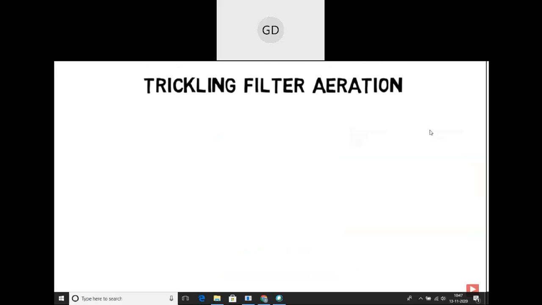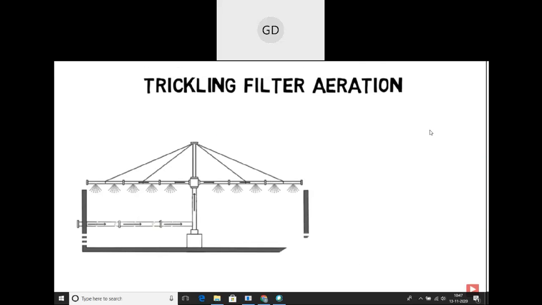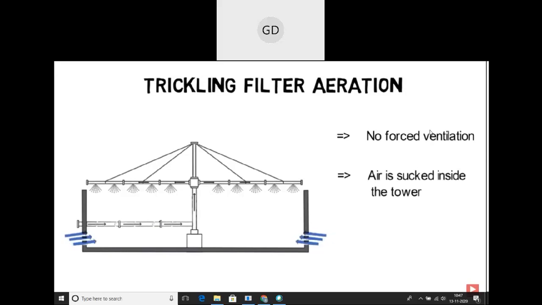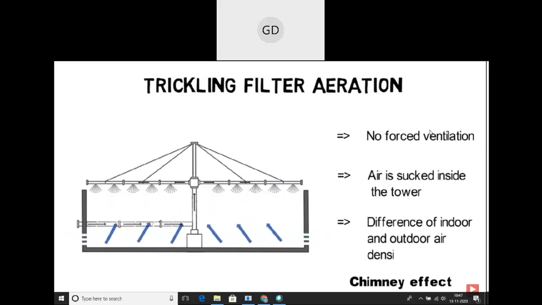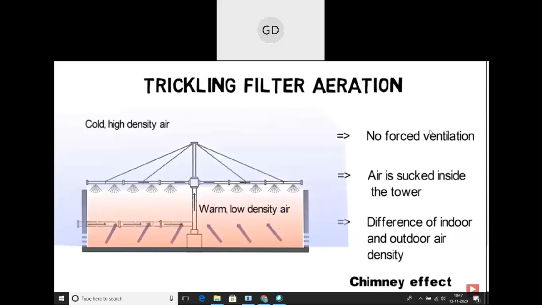Trickling filters are operating under aerobic conditions, but mostly without the use of forced ventilation or aeration. Instead, the tower shape of trickling filters causes air to be sucked inside the tower over slots at the trickling filter bottom. This effect is also called chimney effect and results from air buoyancy, which occurs due to a difference in indoor to outdoor air density, resulting from temperature and moisture differences.